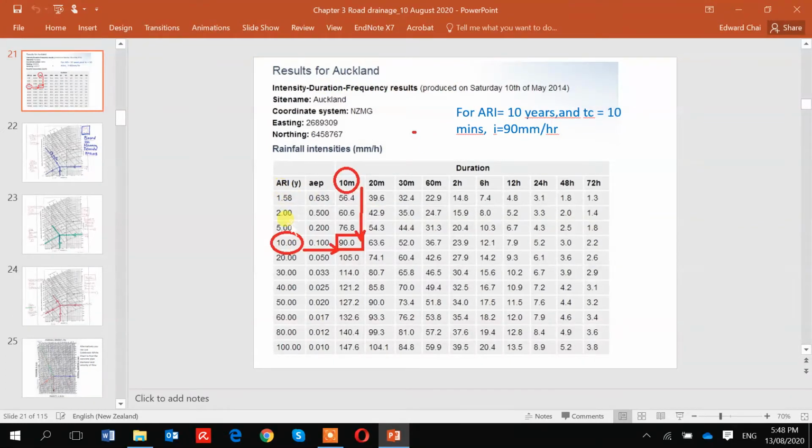Then they give you the column here, which will be the ARI, or the equivalent of the AEP. Like this one is 1 in 10 years, and then the duration, the time of concentration, starting from 10 minutes, 20 minutes, 30 minutes, 60 minutes, 2 hours, 6 hours, 12 hours, 24 hours, 48 hours, 72 hours, and so on. Okay.